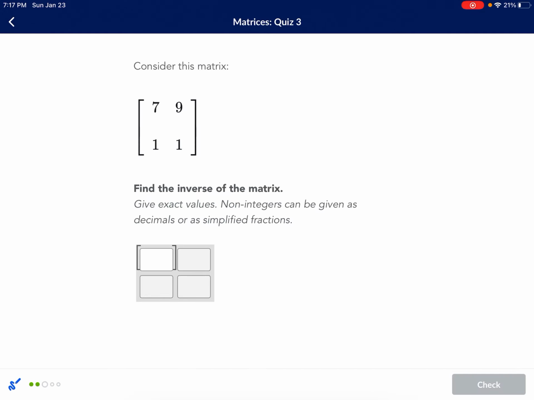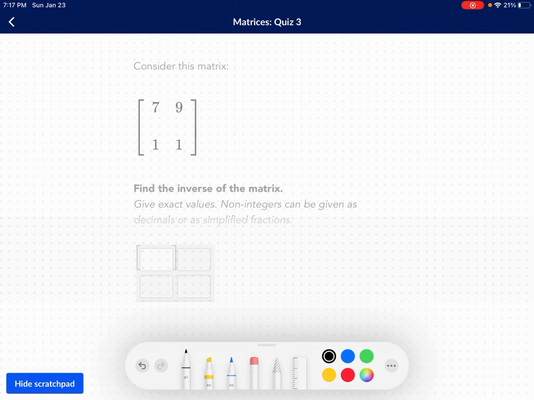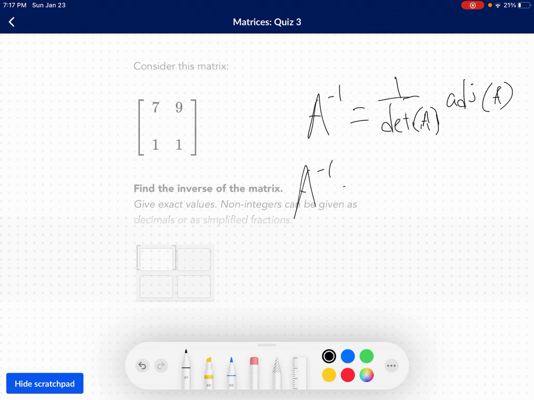Okay, find the inverse of the matrix. So I'll use the formula. You don't need a complex formula, but it's like this equals 1 over determinant of A, and you don't need that vector symbol. 1 over determinant A times the adjoint of A. So that would be 1 over the determinant of A.